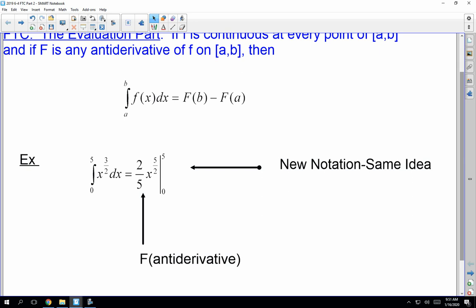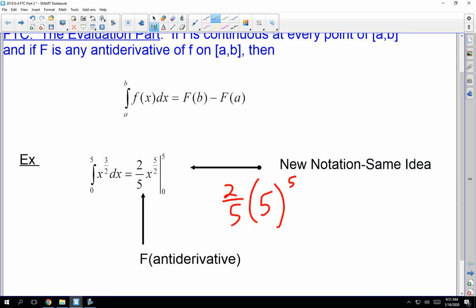So here's what it looked like. You can even write it out for this one. It would be 2/5, then we put in 5 to the 5/2, minus 2/5 times 0 to the 5/2, where F is the antiderivative, and then figure out the value of that definite integral.